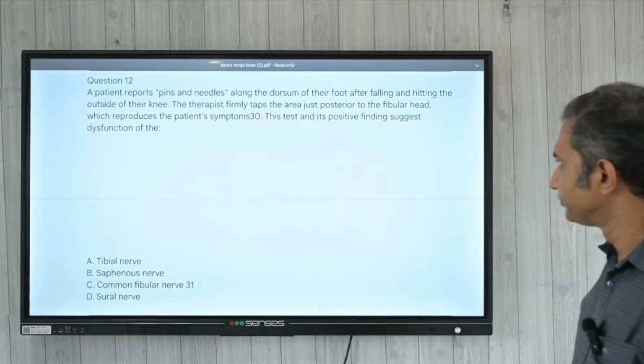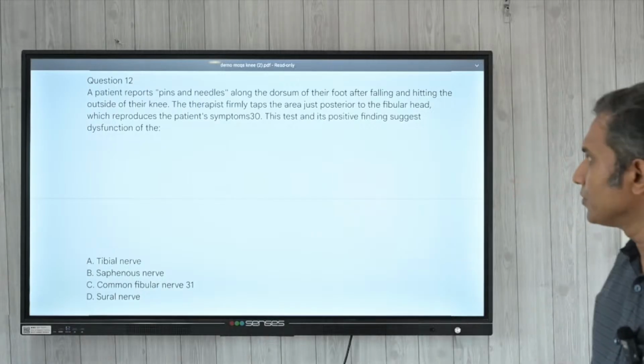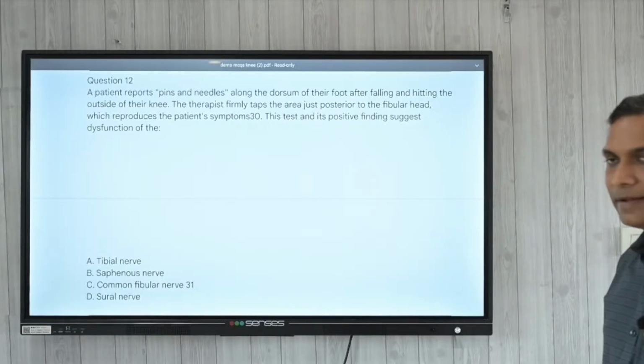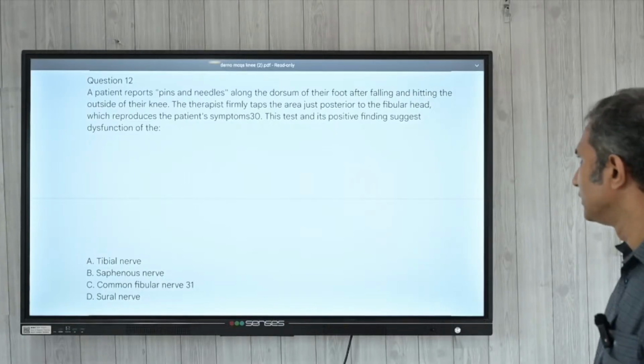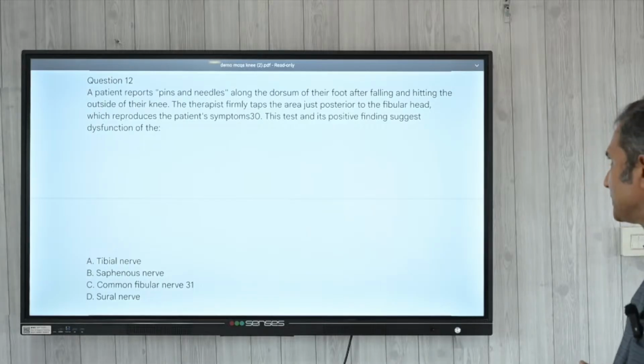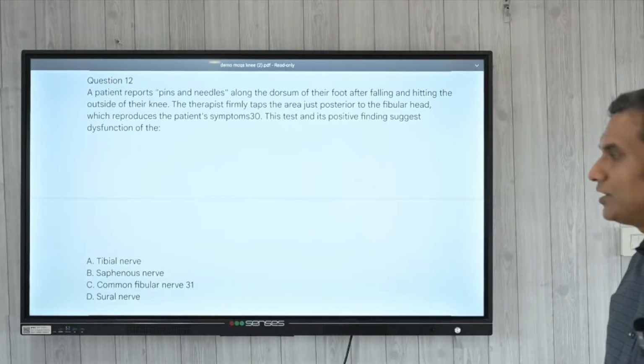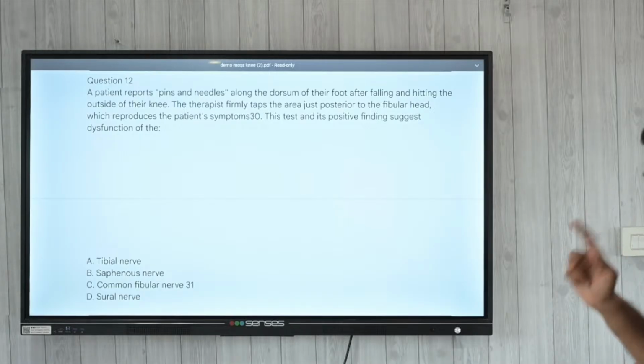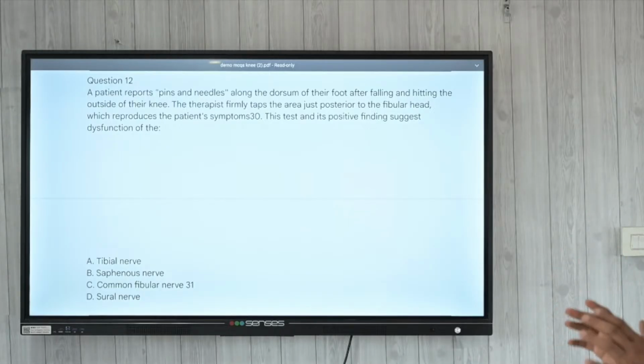Question 12. A patient reports pins and needles along the dorsum of the foot, radiating and hitting outside of the knee. The therapist firmly taps the area just posterior to the fibular head, which reproduces the patient's symptoms. If the test is positive, it suggests dysfunction of, so pins and needle sensation posterior to the fibular head. This is the guiding aspect.